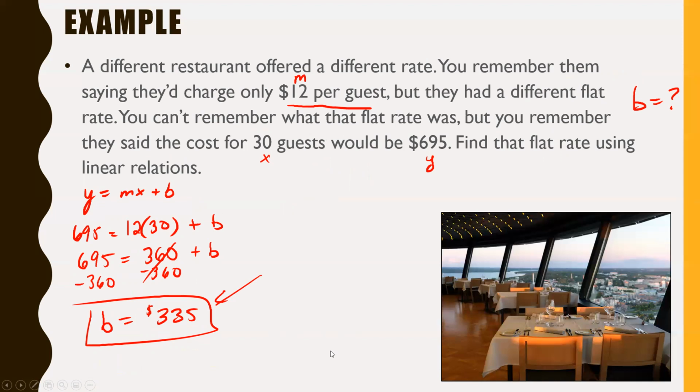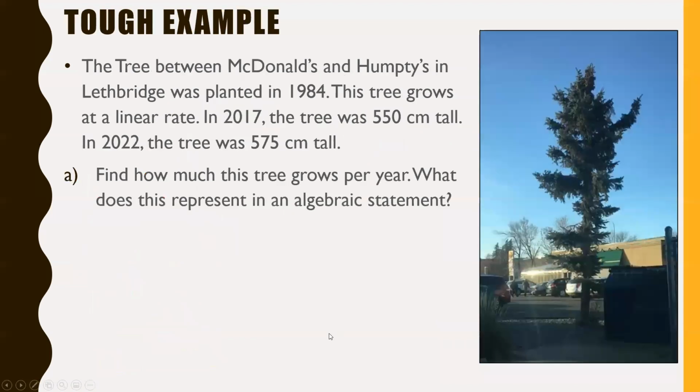Well, we got one last example. It's a three-parter though. Here we go. So the tree between McDonald's and Humpty's in Lethbridge was planted in 1984. This is the best tree in that city, believe me. This tree grows at a linear rate. In other words, it grows at the same amount every single year. Now in 2017, the tree was 550 centimeters tall. But then in 2022, the tree was 575 centimeters tall.